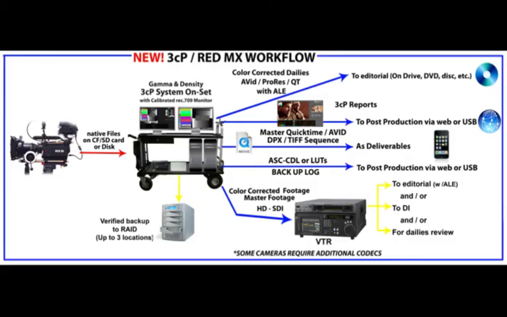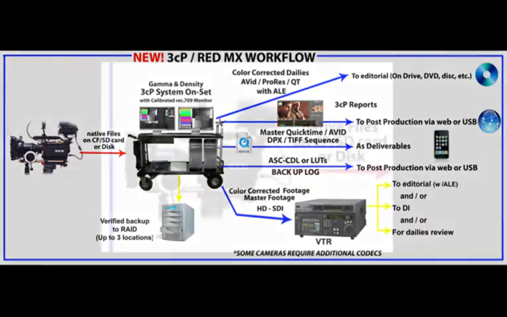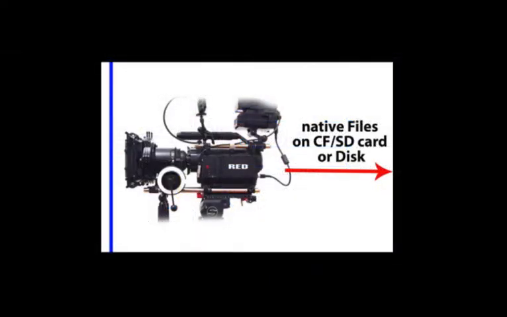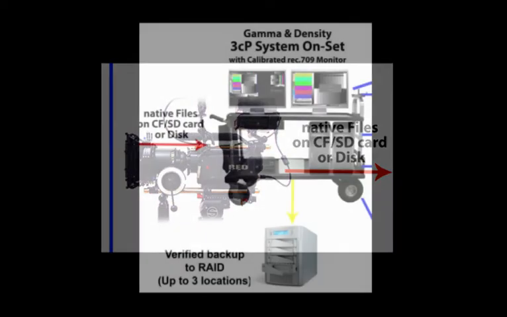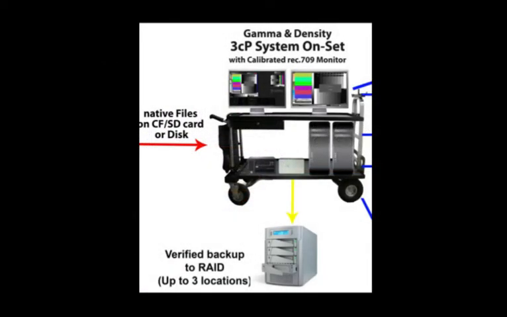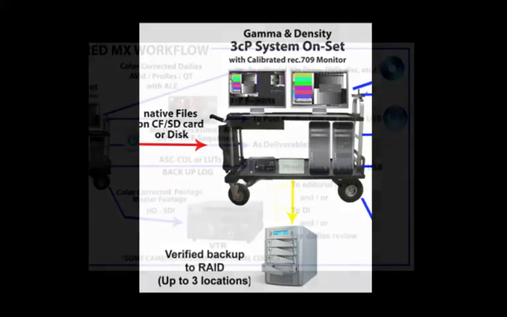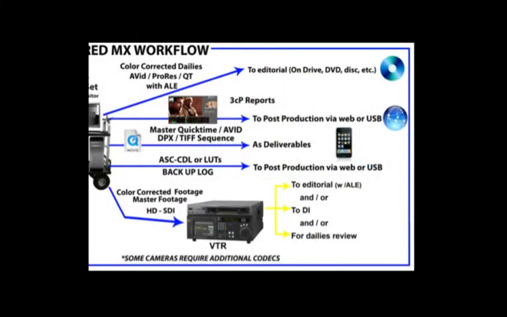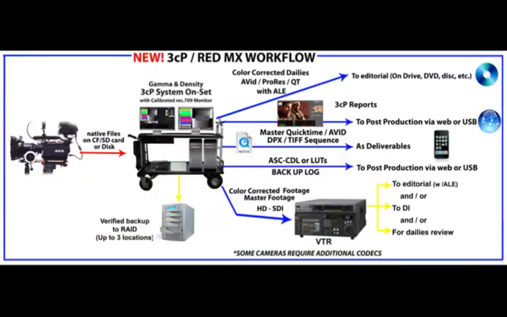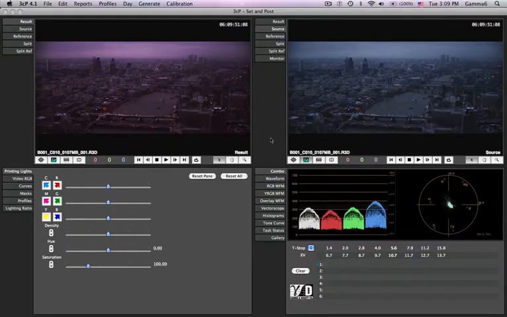Now 3CP supports the Red MX sensor and new color science, Red Color and Red Gamma. 3CP Set and Post adds the ability to work directly with the raw data files produced by the Red One camera from Red Digital Cinema. The raw data is not transcoded, but rather is accessed and decoded directly from its raw format, ensuring the highest quality imagery. To show you some of the MX upgrades, I'm going to go ahead here and enter 3CP.